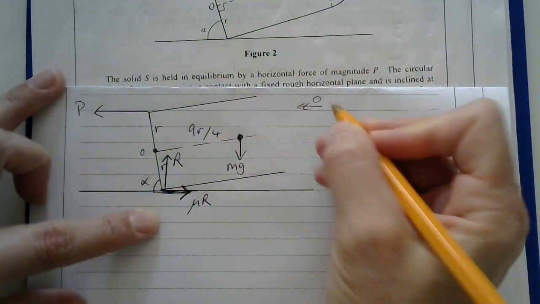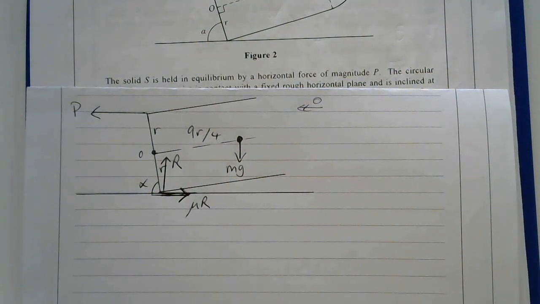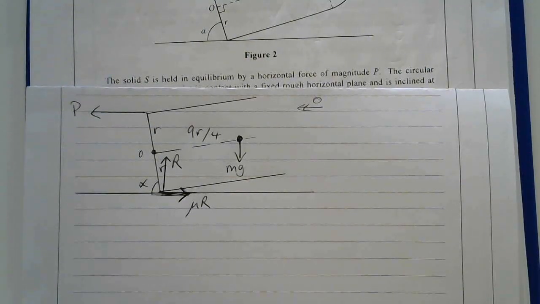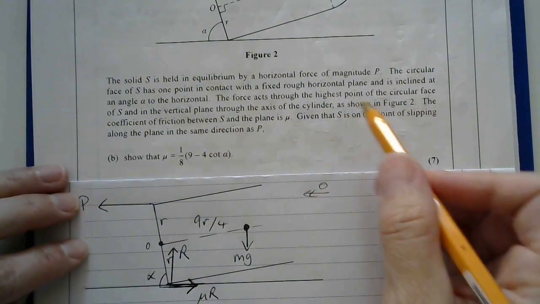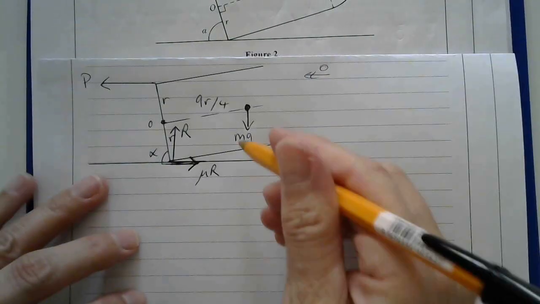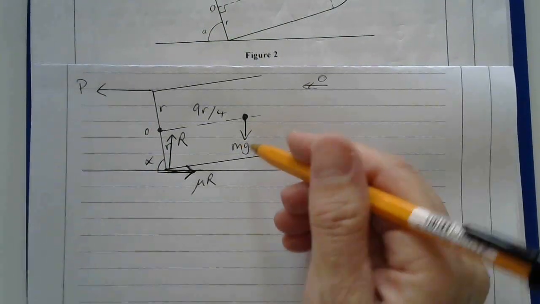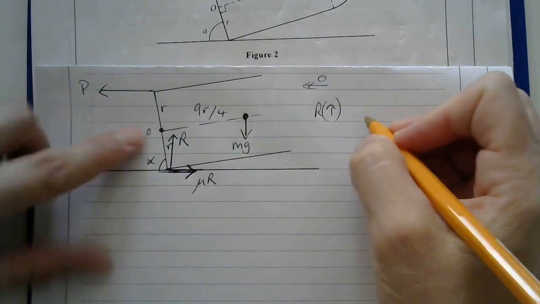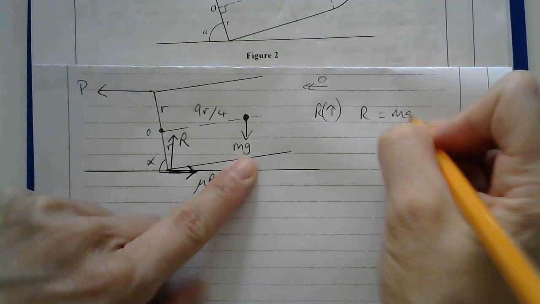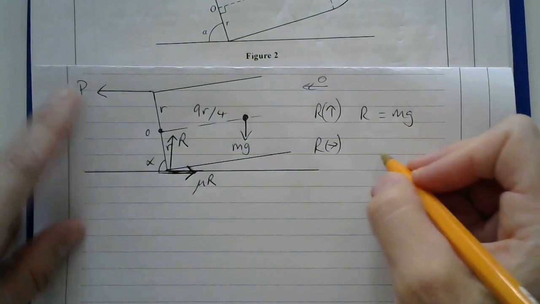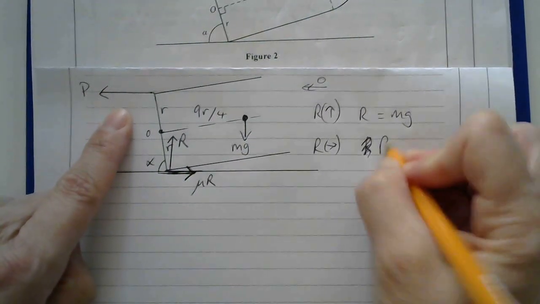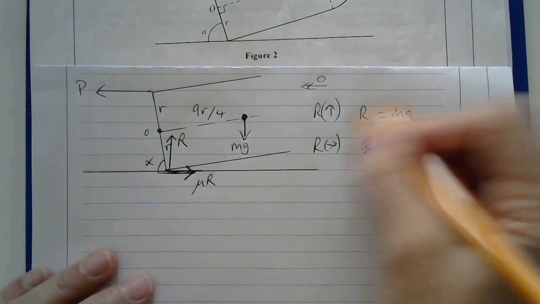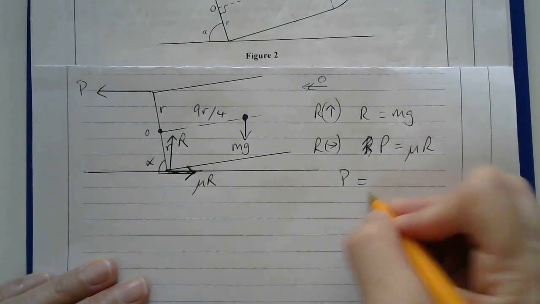There's no acceleration, so on this occasion I could use resolving, or I can use moments, or both. I've got quite a lot of unknowns here, and they didn't tell me what the mass of this was, so I've just called it this generic mass m and used the force mg. Okay, so if I resolve vertically, then I get forces up equal forces down. If I resolve horizontally, then I get forces left equal forces right. And so combining these, I can get that P is equal to mu mg.